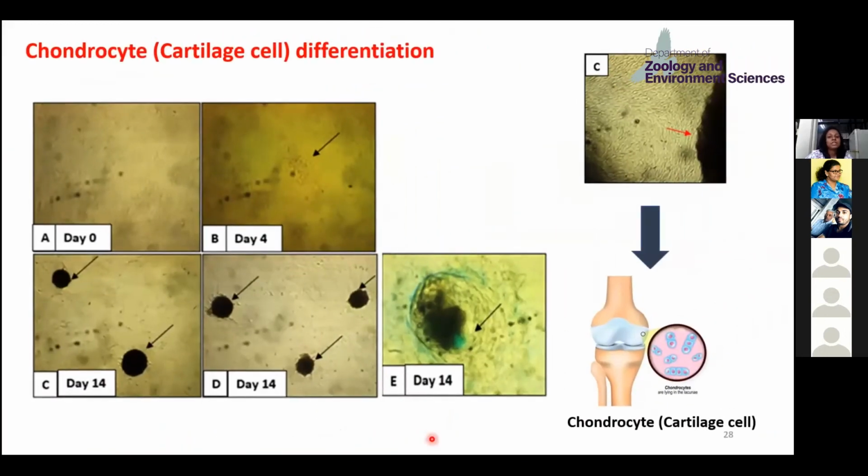Then moving on to the cartilage differentiation, again a different cocktail of chemicals was used for this. So on day 14, we saw cell aggregates, but we needed to confirm whether these are cartilage aggregates or something else. So the standard method was to stain with Alcian blue to stain glycosaminoglycans in the cartilage cells. So we got a positive result with the blue color, confirming the cartilage differentiation.